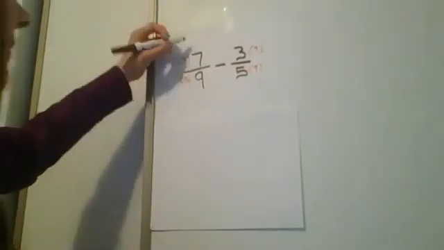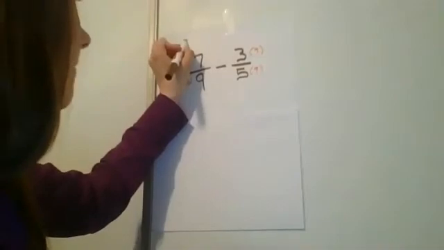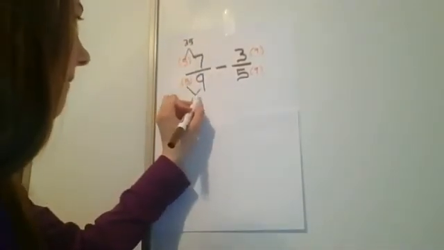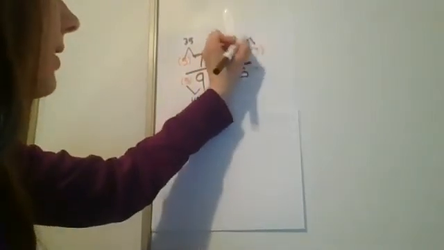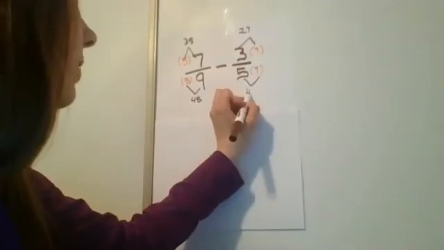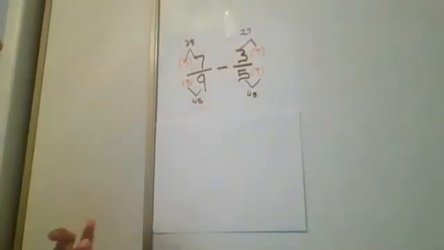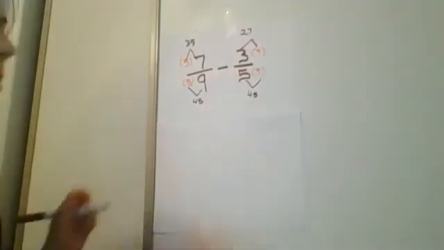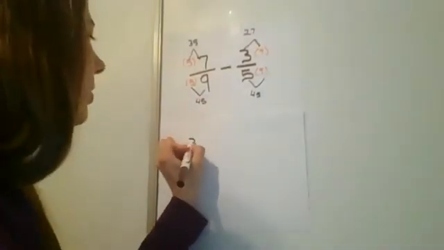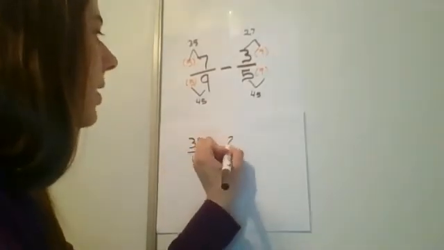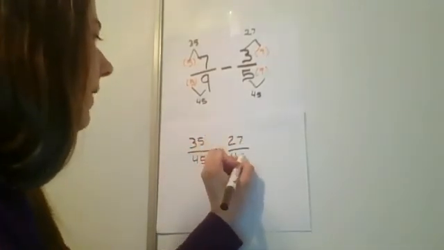I just multiply all the numbers together. So 5 times 7 is 35. 5 times 9 is 45. 3 times 9 is 27. And 5 times 9 is 45. Now on this time, I'm going to do the same thing. So I've got all my numbers. I'm just going to write it down here so it's more organized. So I have 35 over 45 minus 27 over 45.